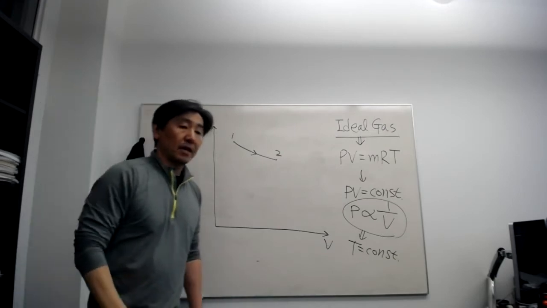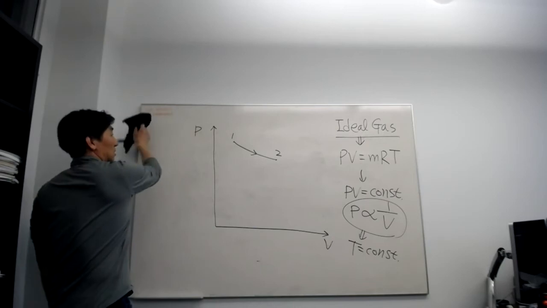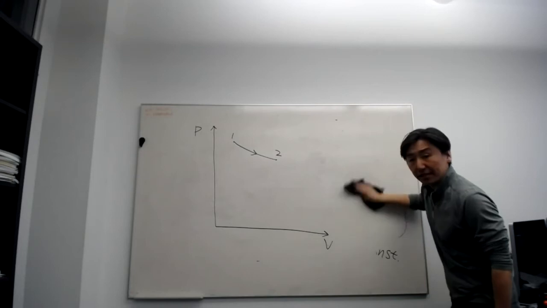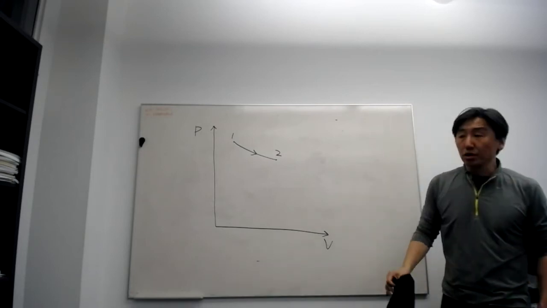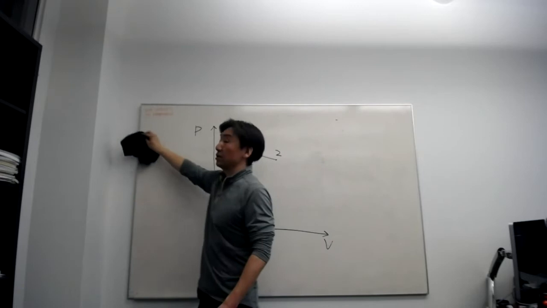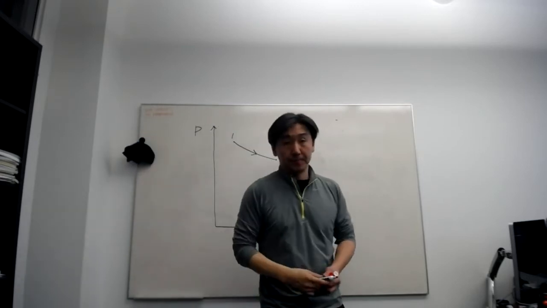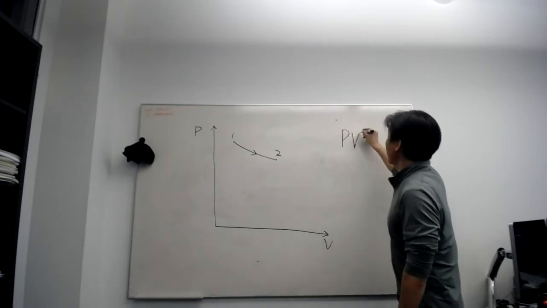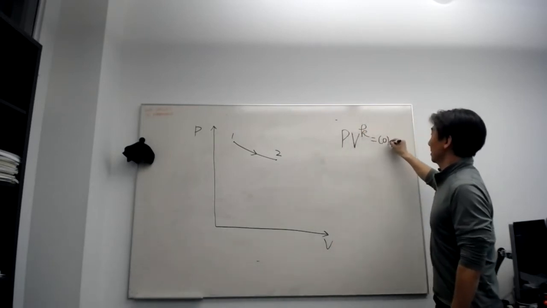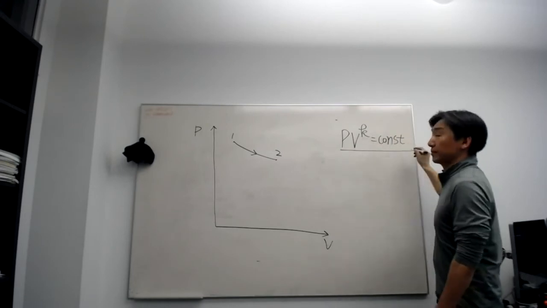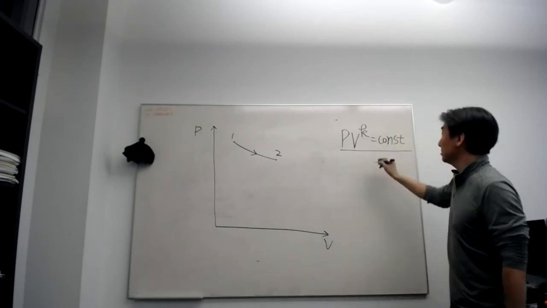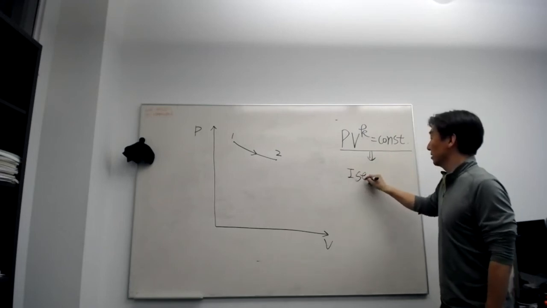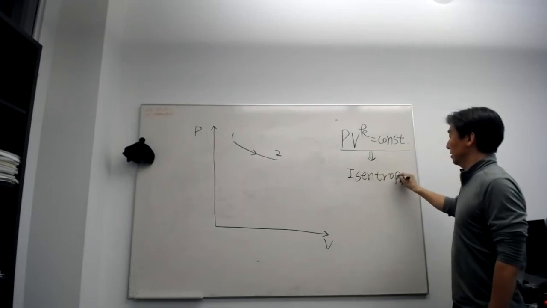Okay. Then how about the isentropic process? What is the equation that you have to use to express the isentropic process of an ideal gas? Do you remember this equation? Let me write it down. So that equation is for an ideal gas in an isentropic process.